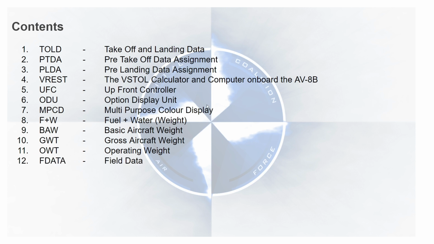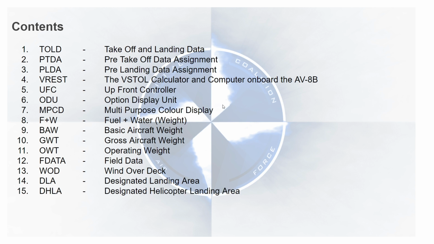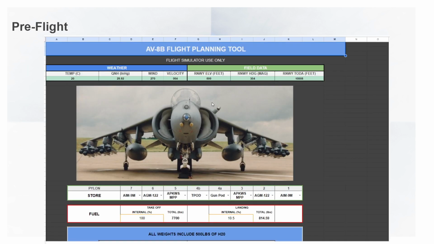F data, that's field data. WOD, that's wind over deck, also known as WOD. DLA, designated landing area. DHLA, designated helicopter landing area. And that's the end of our terminology. So, moving on to the pre-flight.